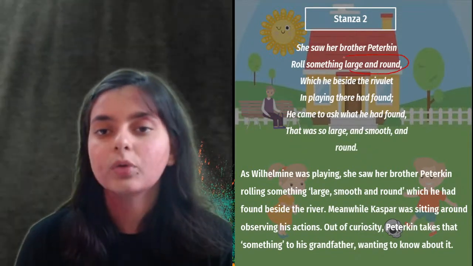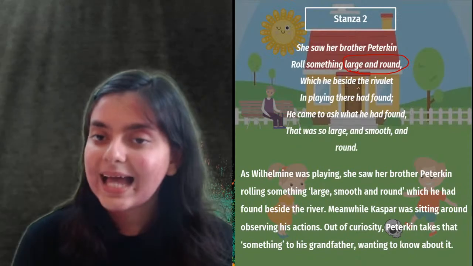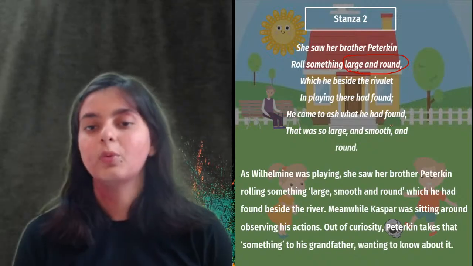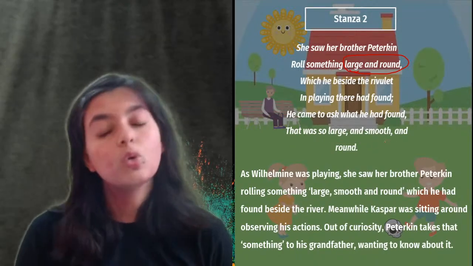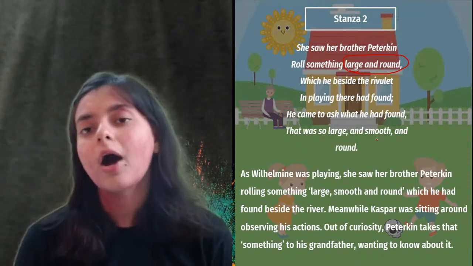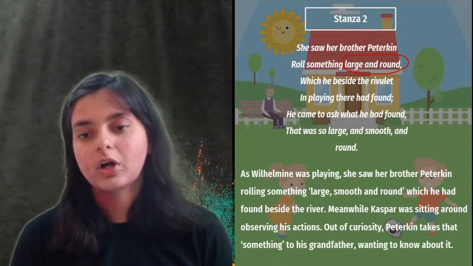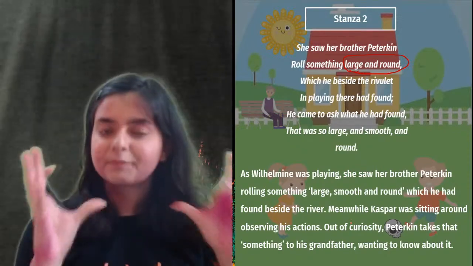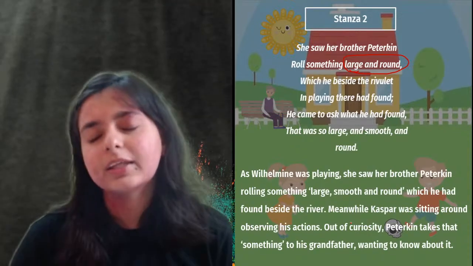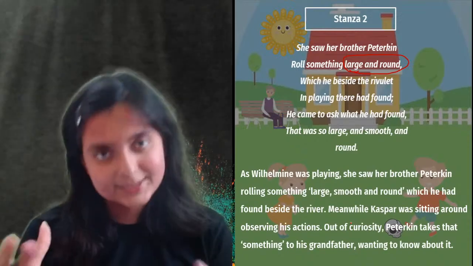Now, this large and round, we have already discussed what it was when I began the poem, which he beside the rivulet in plain there had found. He came to ask what he had found that was so large and smooth and round. Now Wilhelmine was playing, and at that point of time, she saw her brother Peterkin. He had discovered something, and out of curiosity, he takes that particular thing to his grandfather. He wanted to know more about it, just as we talk about the curiosity of children. The moment they play, while playing, they discover a few things.